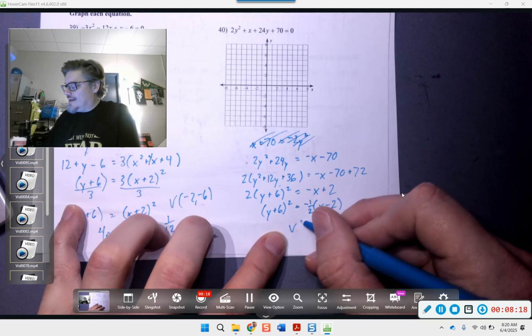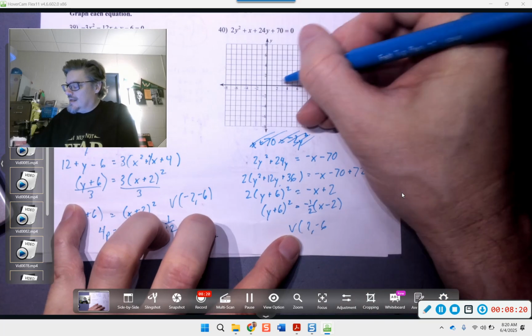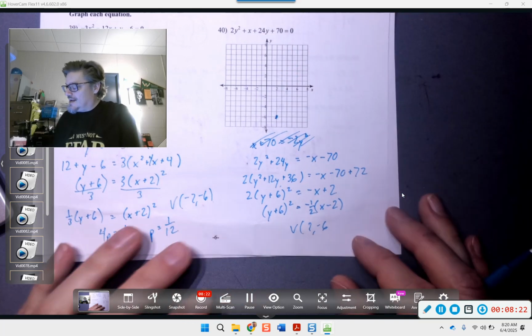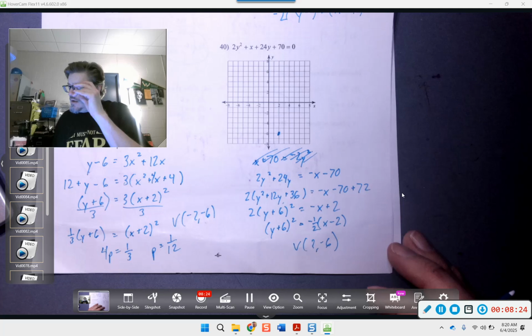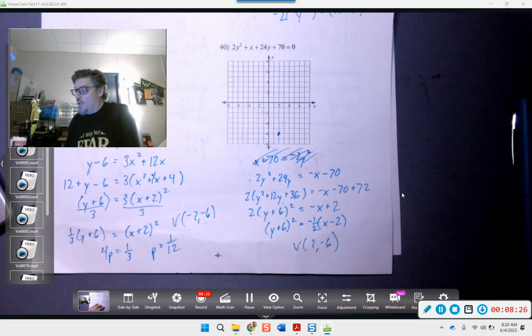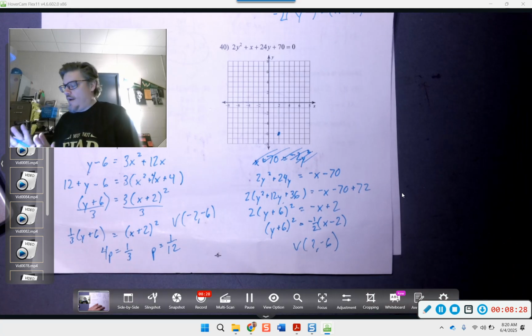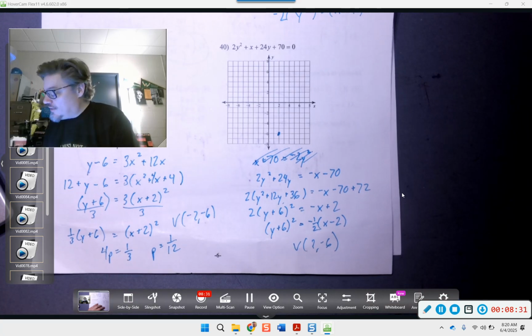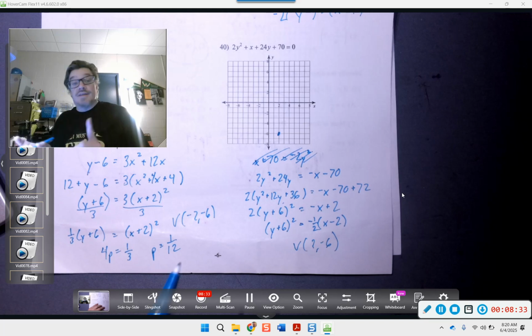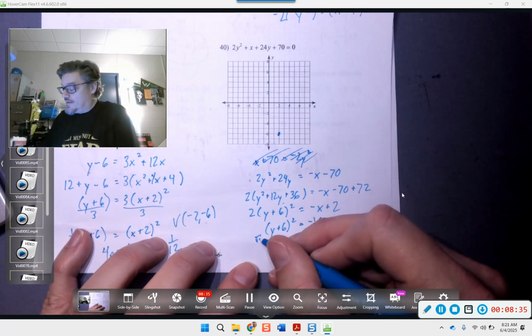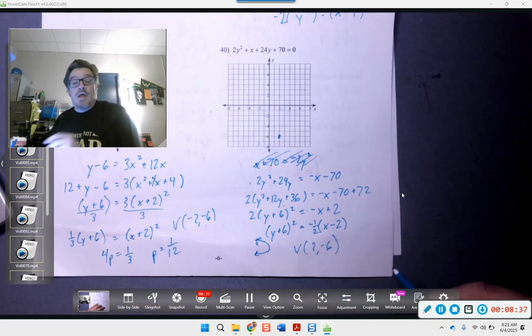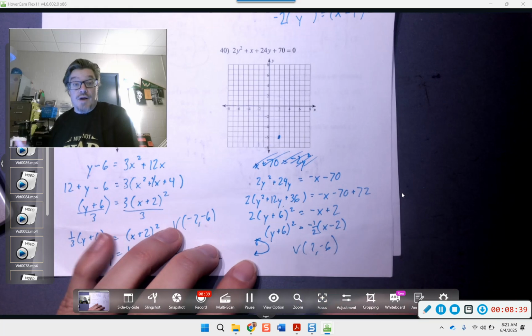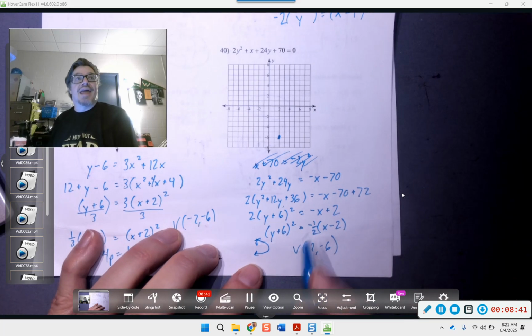We see that the vertex is 2, -6. This guy's going to open... Oh, whoa, okay. All right, the y is squared. He is going to open to the left. So he's going to open up this way. I'm so used to everything being up and down. He's going to open up to the left because the y is squared, finally, and we've got a negative p-value.